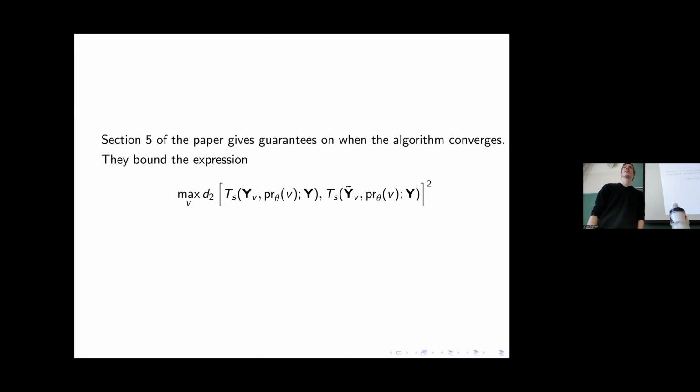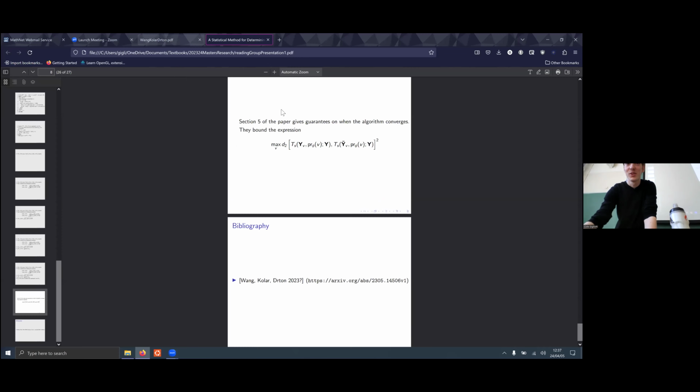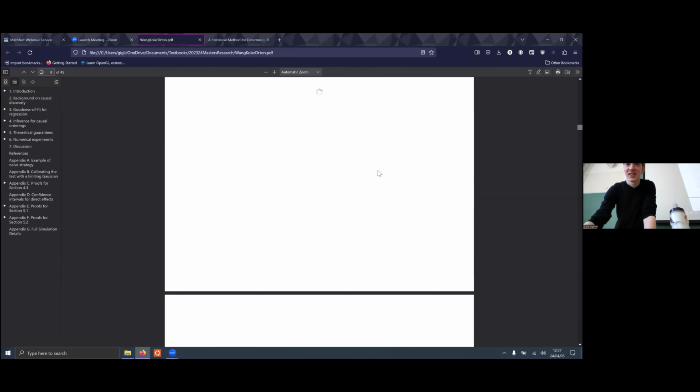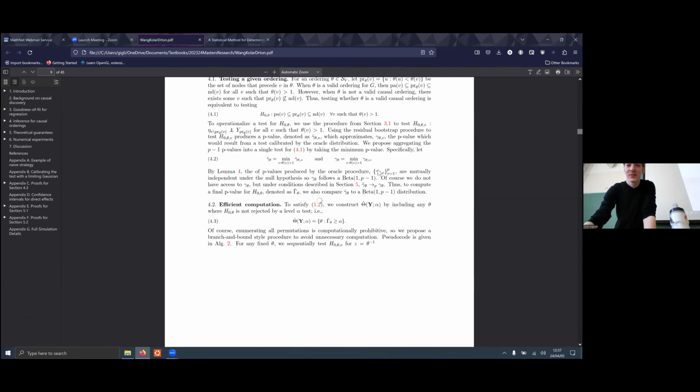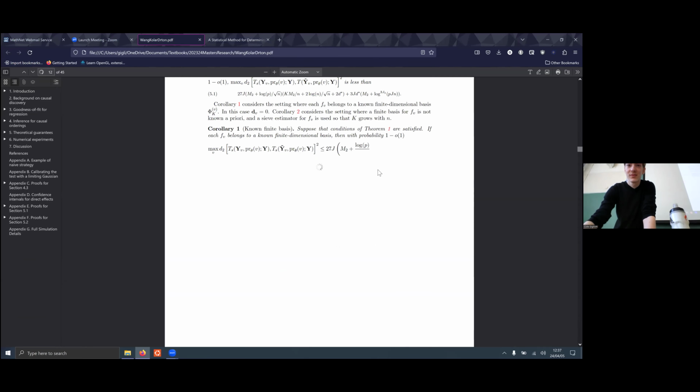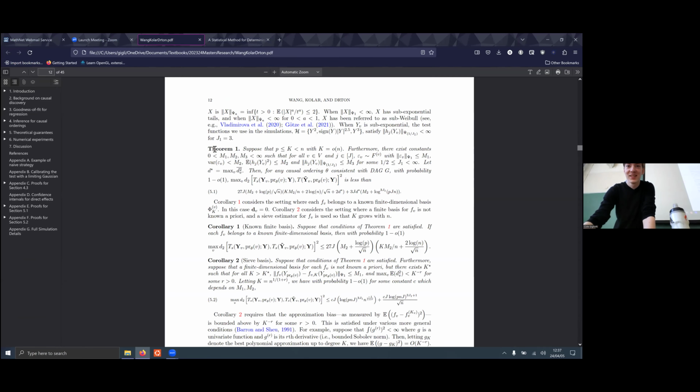Like if you have a lot of samples. Yeah, and the exact form of their theorems is interesting. Here's theorem 1. Basically, they have all of these assumptions, and they show that it's less than some bound. But the corollaries are more interesting.